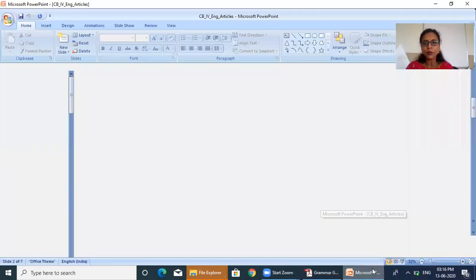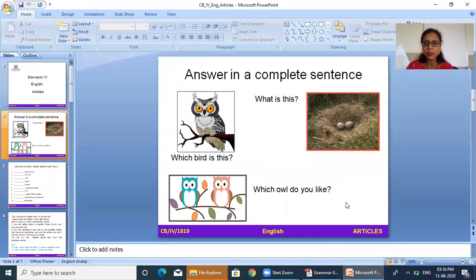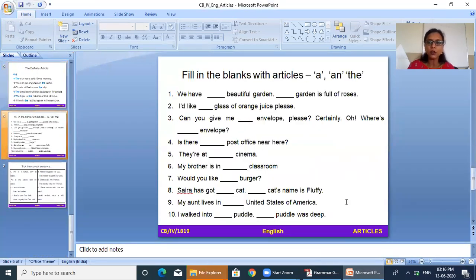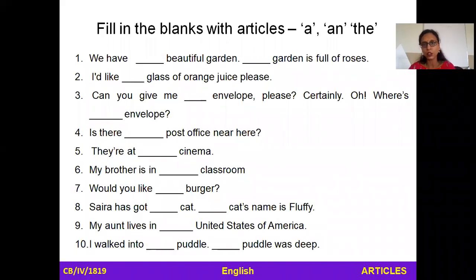Now, quickly, let us move on and do one exercise so that we can see what we have learned. Let's fill in the blanks quickly. We have a beautiful garden. The garden is full of roses. This is the first example. The garden is full of roses. Why are we saying "the"? Because we are talking about the same garden which is talked about in the first sentence.